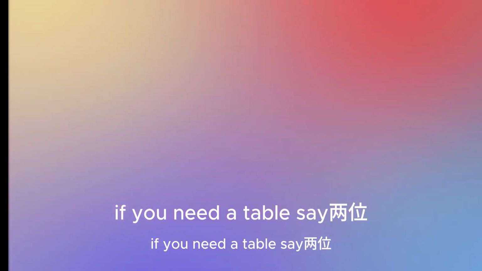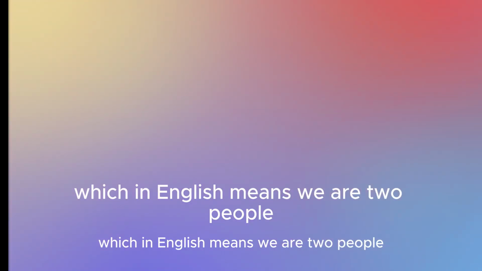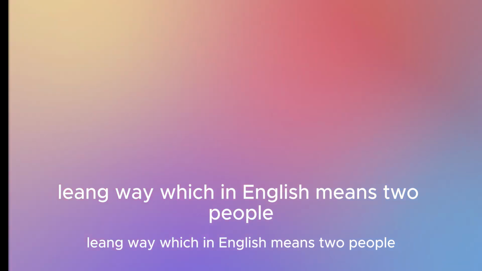If you need a table, say 两位, which in English means two people, or 我们两个人, which in English means we are two people. Break it down. 两位, which in English means two people.